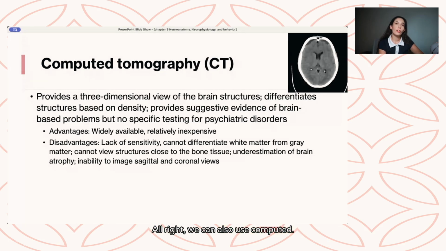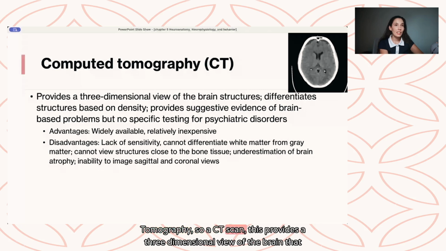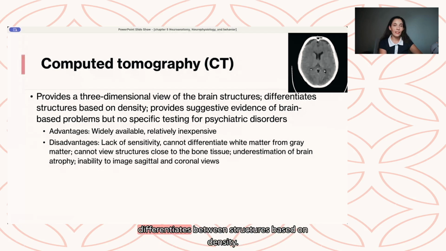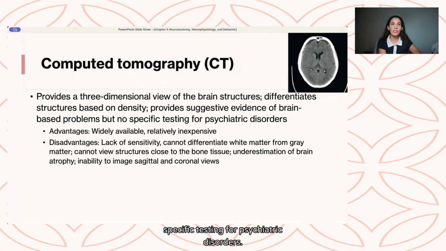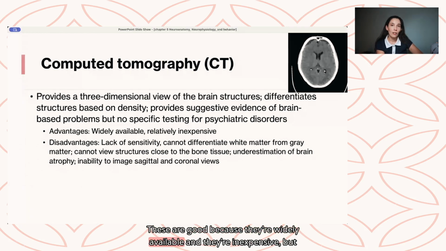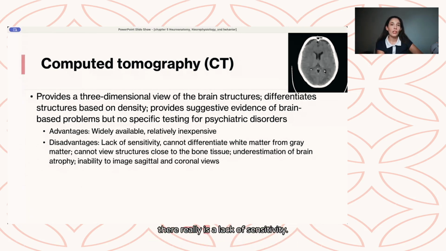All right. We can also use computed tomography, so a CT scan. This provides a three-dimensional view of the brain that differentiates between structures based on density. It provides suggestive evidence of a brain-based problem, but there is no specific testing for psychiatric disorders. These are good because they're widely available and inexpensive, but there really is a lack of sensitivity. You can't differentiate white from gray matter. You can't view structures close to bone tissue. There's an underestimation of brain atrophy and the inability to image different views.